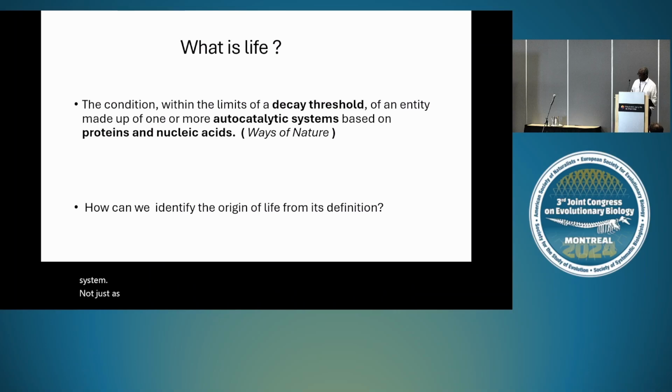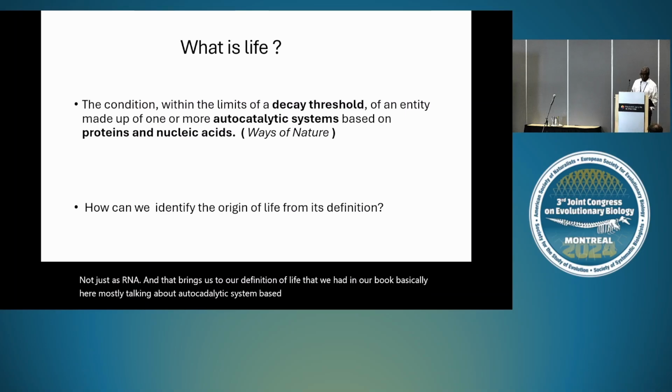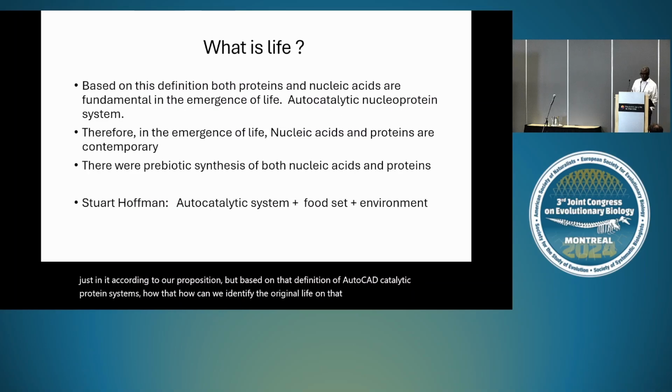And that brings us to our definition of life that we had in our book. Basically here, we are mostly talking about autocatalytic systems based on proteins and nucleic acids, so not just RNA, according to our proposition. But based on that definition of autocatalytic ribonucleoprotein systems, how can we identify the origin of life from that definition?